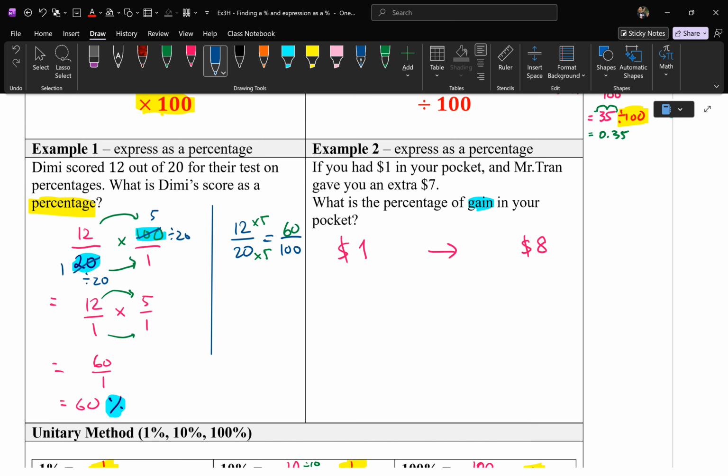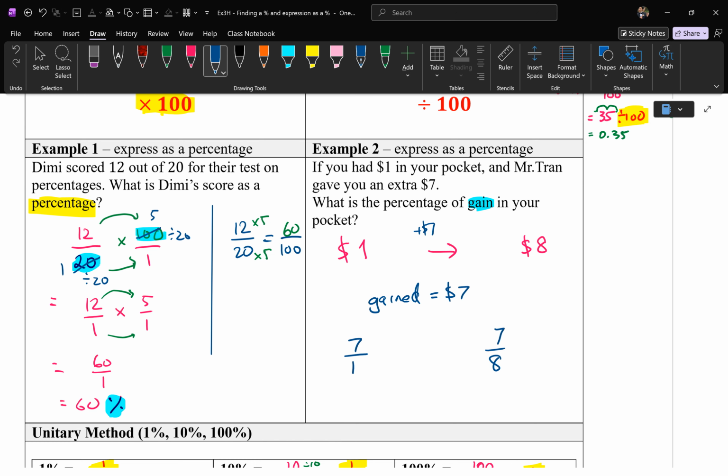Some students will get this part wrong. So, you gained an extra $7. That's the gain. Most students understand gain. They say, oh yeah, I gained an extra $7 from Mr. Tran. But how to convert that to a percentage, not all students understand. So you gained 7. But if you want to convert to a percentage, you need a proportion. And this is what I was teaching my year 12s in foundation maths. Which one do you put it out of? Is it 7 out of 1 or 7 out of 8? Do you write 7 out of $1, which is what you started off with, or the $7 out of your $8 that you had in total?